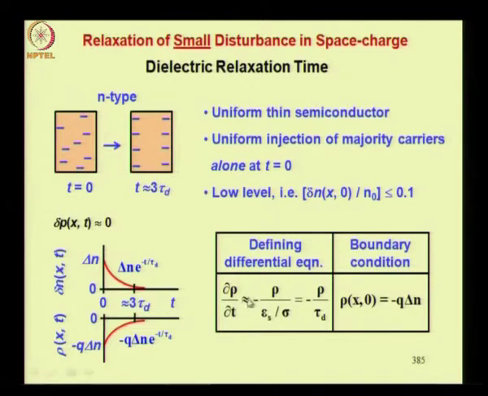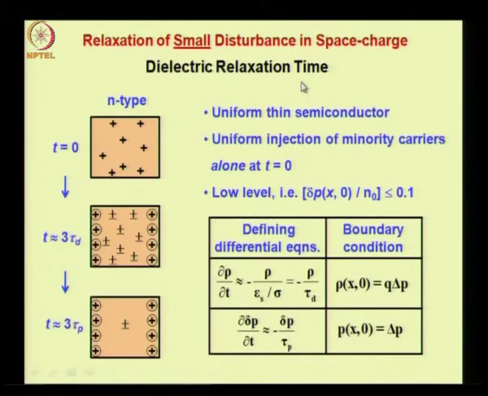So the defining differential equation is a first order equation in time and the dielectric relaxation time is given by epsilon s by sigma, and this equation is solved under the boundary condition of space charge at t equal to 0 at any x, because the conditions are uniform, given by minus q times the excess electron concentration that is injected.